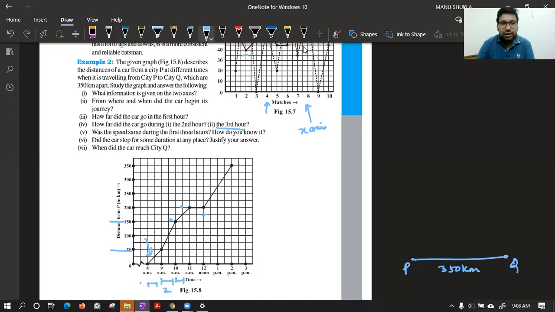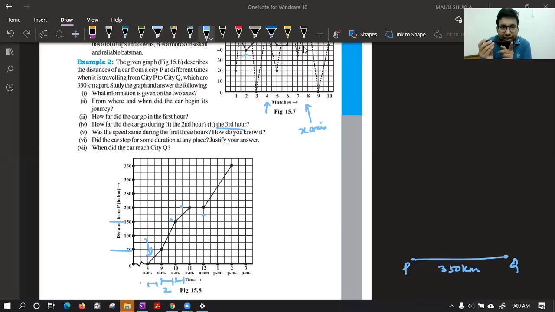The next part is, did the car stop for some duration at any place? Did they stop at any dhaba or something? Yes. At what time they stopped? And how do you know it? Between 11 to 12, because the slope is zero. You can understand. This was a slope, this was a higher slope, and this is a zero slope. It is like a flat land. And this is saying that in the complete hour, the position is not changing.